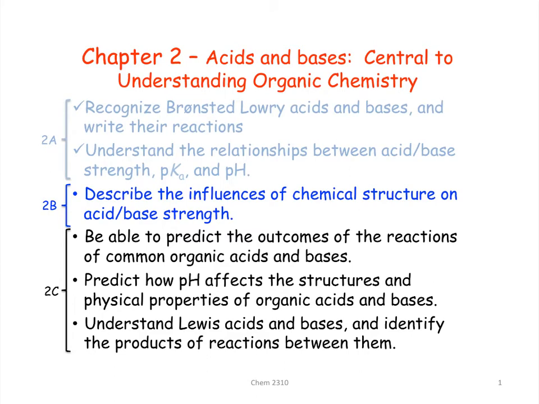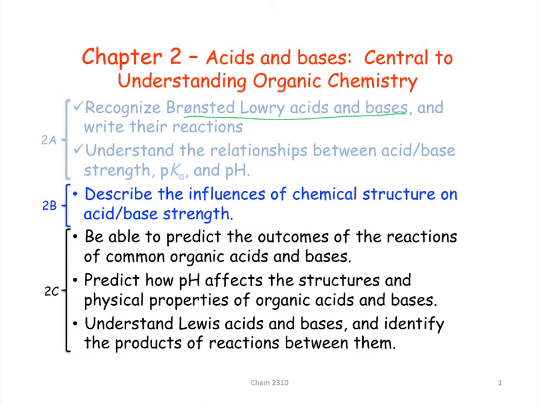Hey everyone, this is our second video for Chapter 2. Remember that in our last video we looked at the definitions of Bronsted-Lowry acids and bases. Remember that acids are proton donors and bases are proton acceptors. And we looked at some various acid-base reactions.